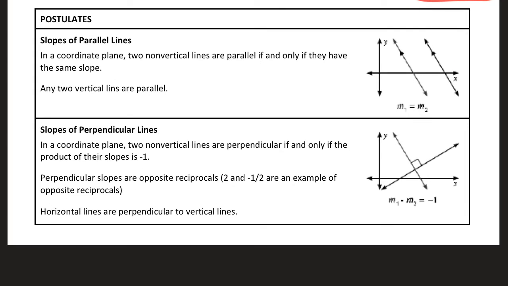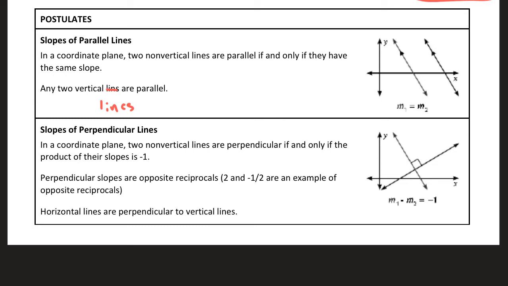So a couple things to know about the slopes of parallel lines. Two non-vertical lines are parallel if and only if they have the same slope. So two lines are parallel if they have the same slope. And I see a typo, apologize. Lines, that should be lines. Any two vertical lines are parallel, just like any two horizontal lines are parallel.